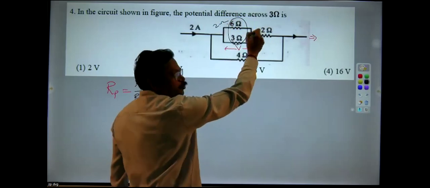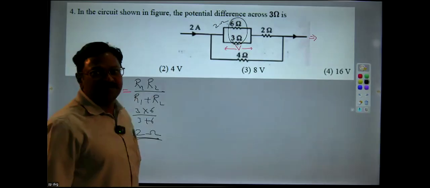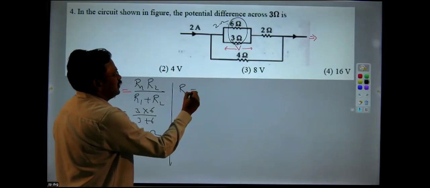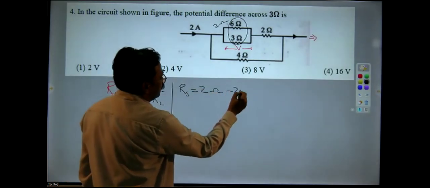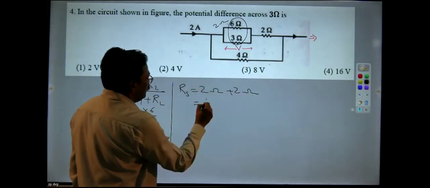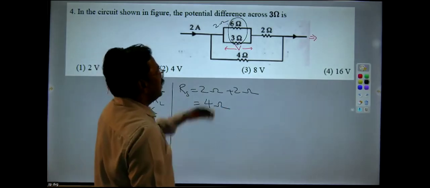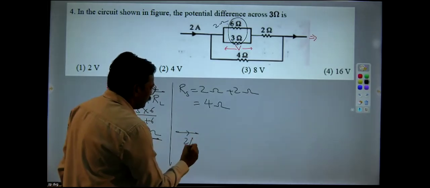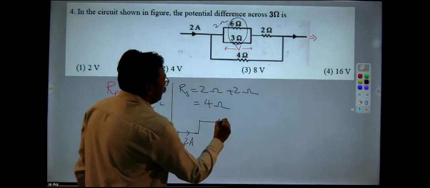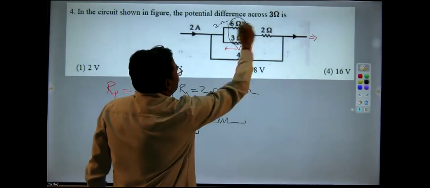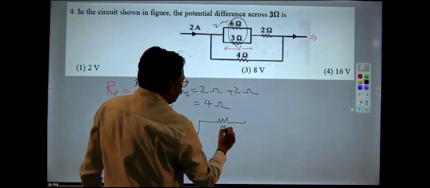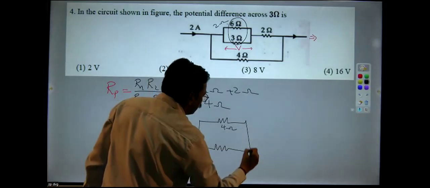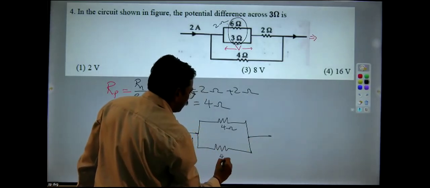This 2 ohm and this 2 ohm, these two 2 ohm resistors are in series combination. So for series combination, let me write RS is equal to 2 ohm plus 2 ohm. So RS will be equal to 4 ohm. If you redraw this diagram, 2 ampere current is coming in here. This 2 ampere current sees total resistance in the upper branch of 2 plus 2, which is 4 ohm. In the lower branch, the resistance given is again 4 ohm. So here also there is 4 ohm.